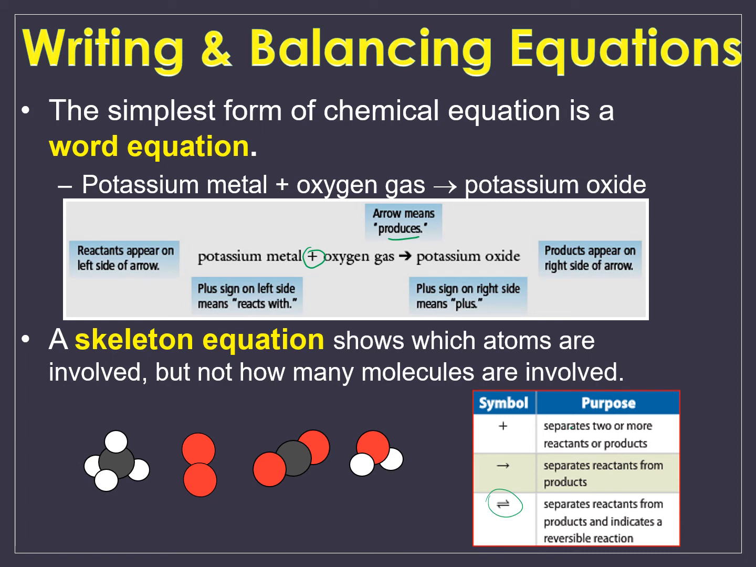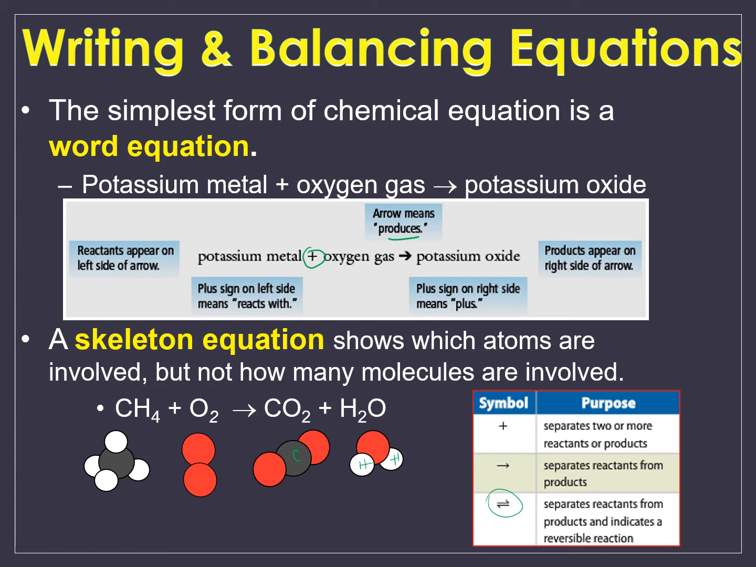Now the second form of an equation is called a skeleton equation. This shows which atoms are involved, but it doesn't tell us how many molecules are involved. So for example, this model here shows a methane molecule, which is 1 carbon and 4 hydrogen atoms. It also tells me that it reacts with oxygen gas, there it is, O2, and it produces 2 products. Here's carbon dioxide, my 1 carbon, the 2 oxygen atoms, and 1 water molecule. Here are my H's, and there's my O there in the middle.